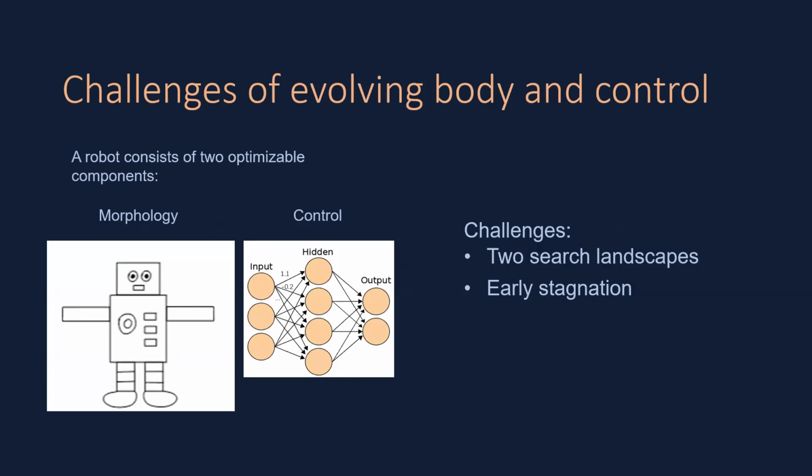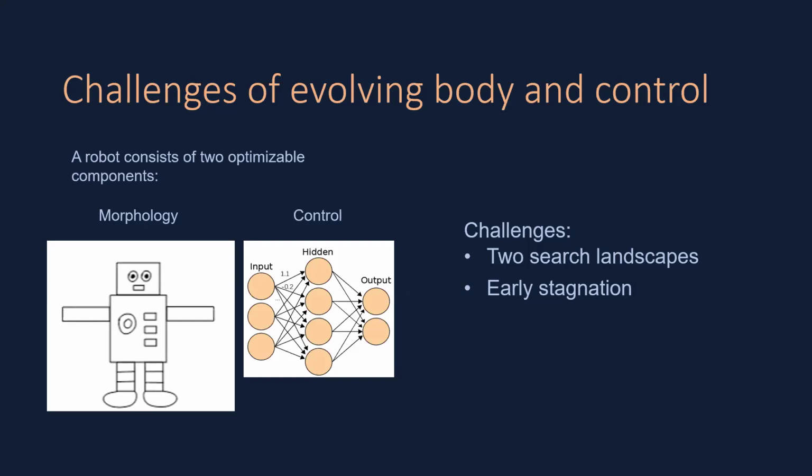And this can lead to two different search landscapes. I like to see this as two different search landscapes rather than just another dimension added to the search landscape. This is because the representation you use for a morphology might be completely different from the representation used for control. So a search algorithm that works well for a morphology might not work at all for control in this case. This leads to two different search landscapes, and this might eventually lead to early stagnation or early loss of diversity.